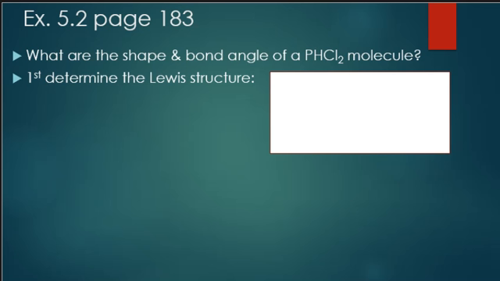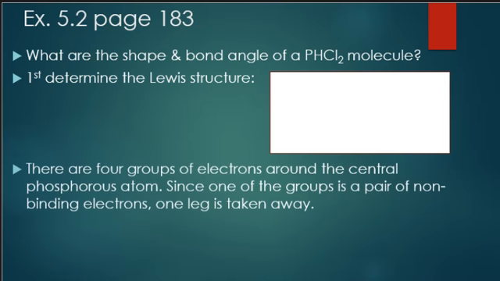All right, but we take a leg away, right? So look at the top of phosphorus. You see there's two dots above there. So that's a group, but it's not a bond with something else. So that is going to be in our group down here. Take a leg away, one pair of non-binding. Is it pyramidal? What do y'all think? Let's do our next thing right here. There are four groups of electrons around the central phosphorus atom. Since one of the groups is a pair of non-binding electrons here at the top, one leg is taken away. So we look at our chart down here, one leg is taken away.